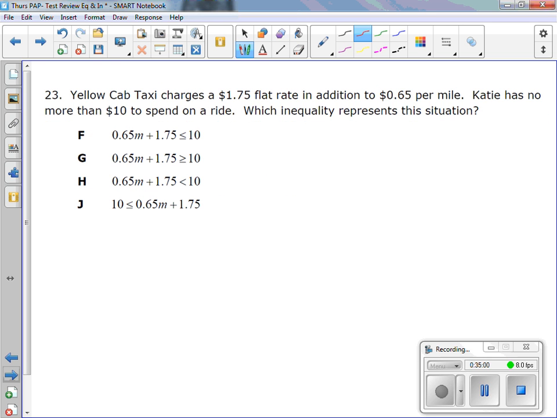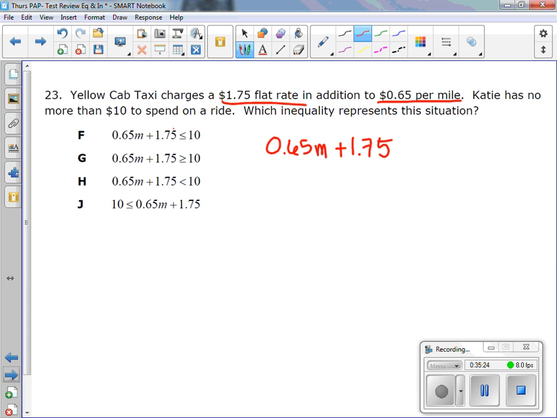The next one: Yellow Cab taxi charges a $1.75 flat rate. That means it's just going to be added at the end. And it's 65 cents per mile. So I already know that I'm looking for this part, which means I'm going to get rid of anything that has subtraction. Unfortunately, none of it does. So now we need to figure out, she wants to spend no more than $10.